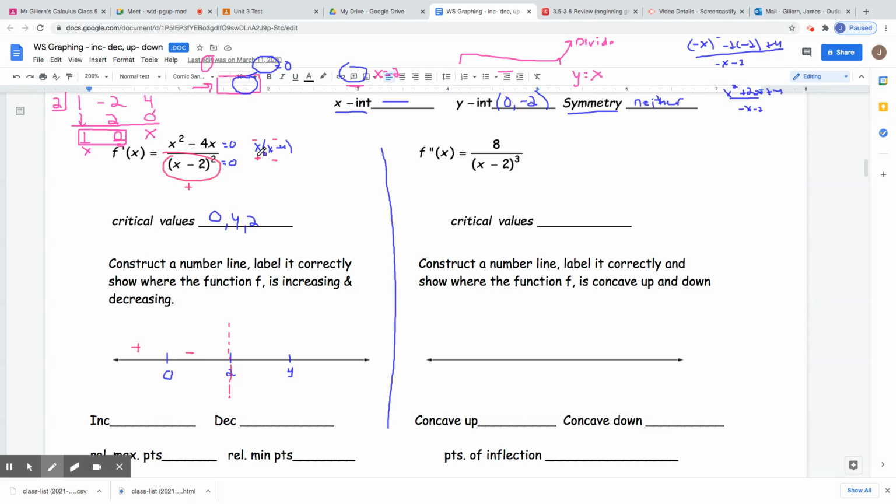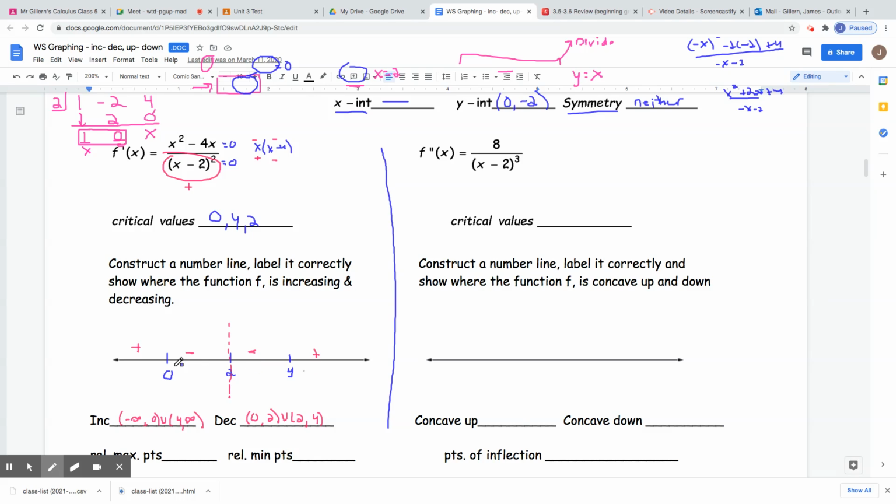If I put a 3, same thing happens. I get a positive here. 3 minus 4 is a negative 1. Still have a negative. This is positive. So I'm increasing from negative infinity to 0, union 4, even though it looks like a y, that's a 4, to infinity, and it's decreasing. Now this is where the asymptote comes into play. If the asymptote wasn't there, 0 to 4 would be my interval. But because it's there, I have to split it up to 0 to 2, union 2 to 4.